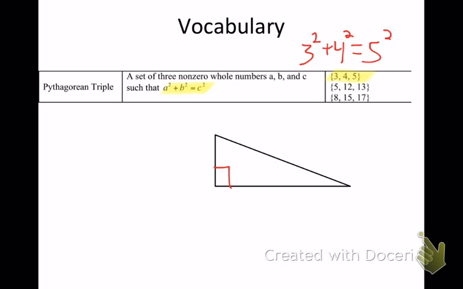Okay, and again, we have a right triangle here, A, B, and C. Remember, C is always opposite the right angle. If I were to look at this, using the inequalities we talked about last week, which is my biggest side, A, B, or C? C, because it's opposite the biggest angle. Still the same properties we talked about last week.